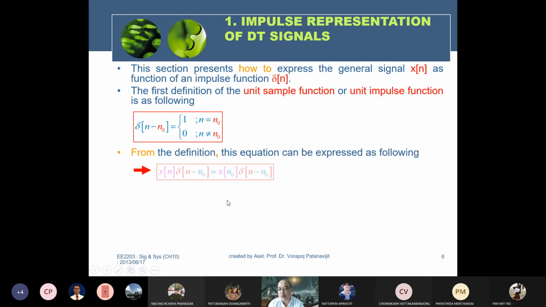From the definition, the equation can be expressed as follows. x[n] will be multiplied by the delta function at that point. When you multiply them, what happens? Every point except at n naught will be equal to 0.